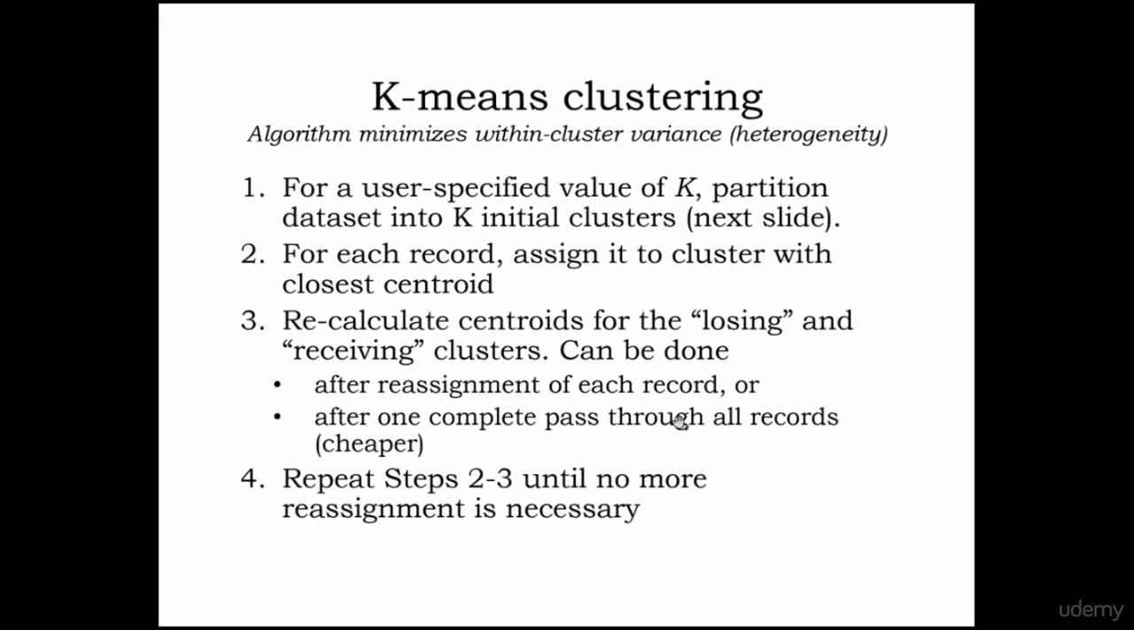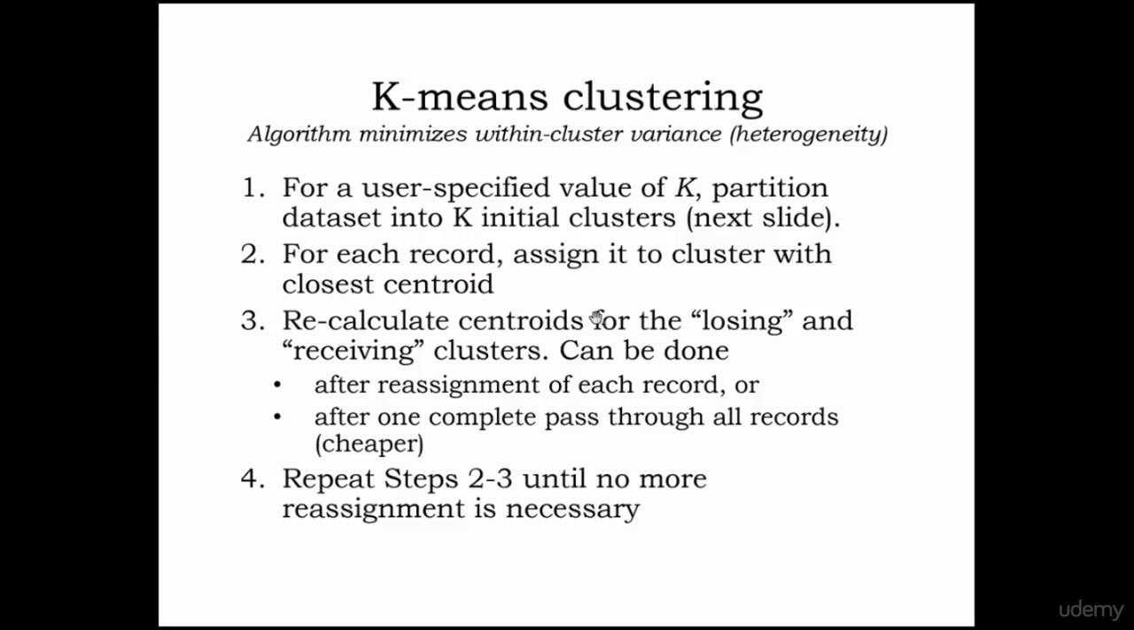So this is the objective of the k-means clustering algorithm. It minimizes within-cluster variance. So within a cluster, it is going to reduce the distance between different records. Step one, upfront, you need to determine how many clusters you want to generate. Step two, each record gets assigned to the cluster with the closest centroid.